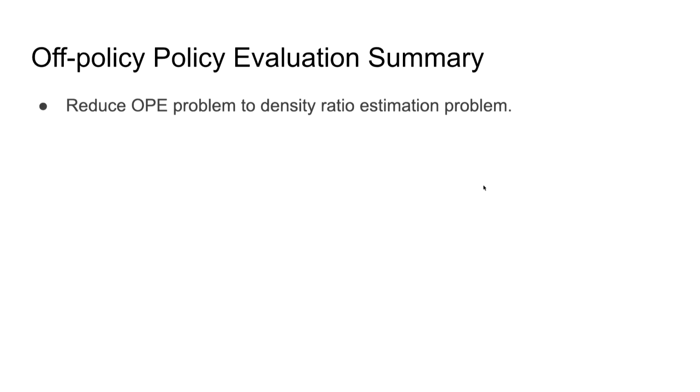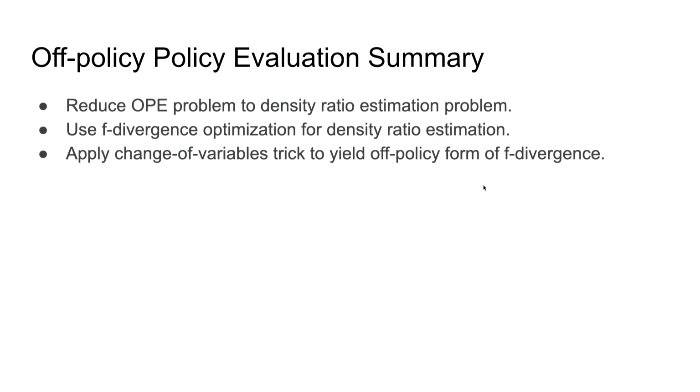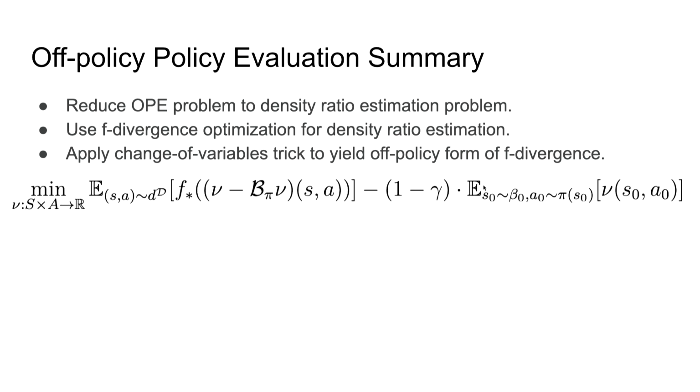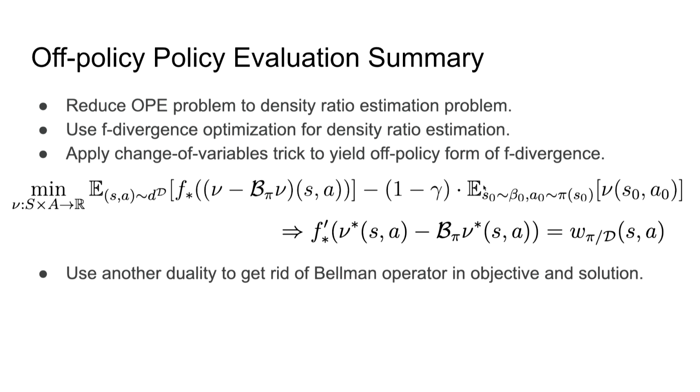OK, so to summarize, what we've done is we started with the evaluation problem. We've reduced it to a density ratio estimation problem. We used this nice property of the F divergence to get an optimization perspective on the density ratio estimation problem. We had to apply a change of variables trick to turn the variational form of the F divergence into an off-policy form, and we got this nice objective. And then we just applied one more convex duality trick to get rid of the Bellman operator, both in the objective and the solution.